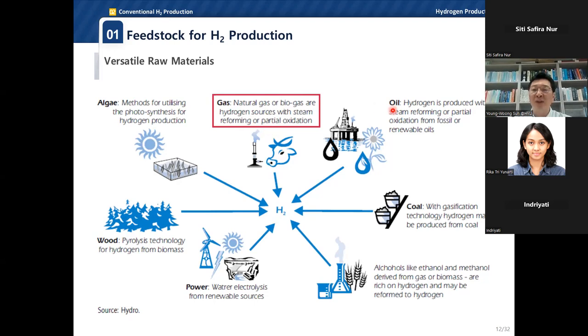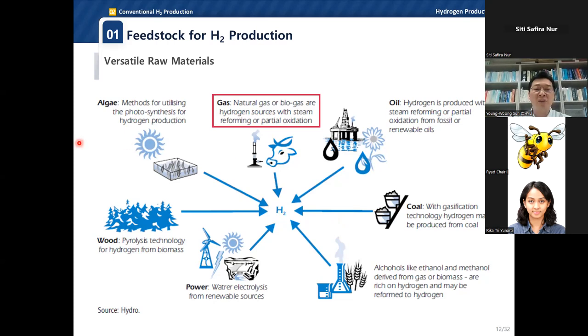And then move to the right-hand side. Here, oil is also used to produce hydrogen, but probably just the refinery industry is using this oil, but other industries cannot use this oil cheaply. So only the refinery industry is making hydrogen from oil. And also coal, you know that coal will make abundant CO2, so it is a very limited situation. Probably you know that China is using coal gasification to produce hydrogen.